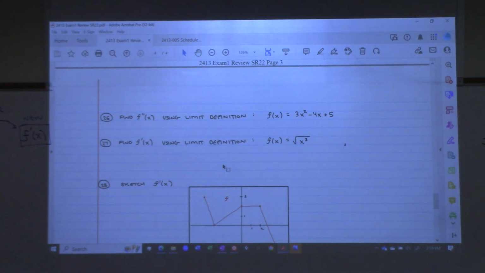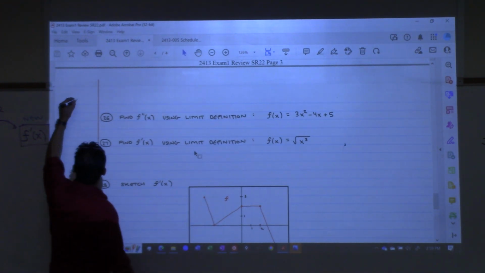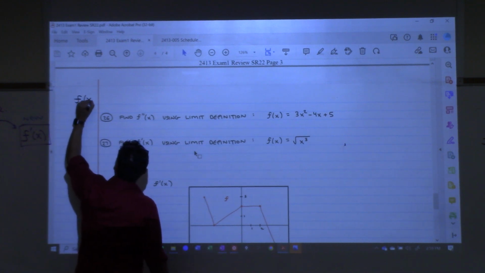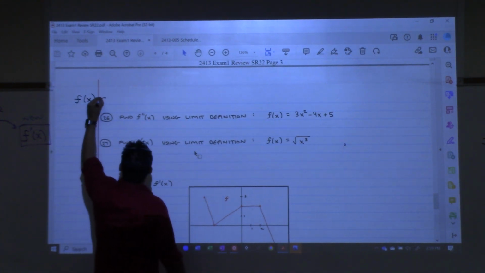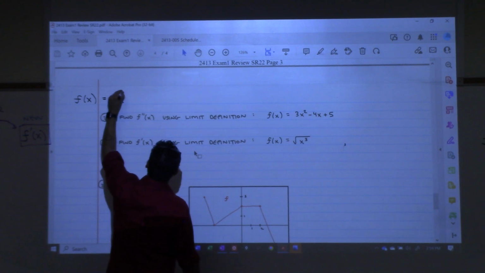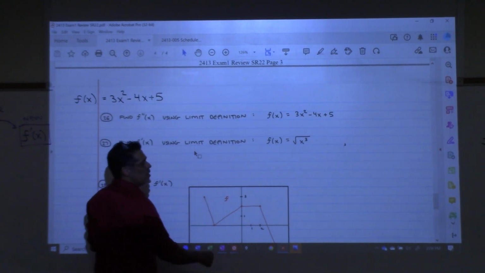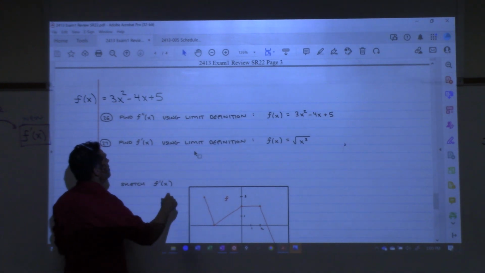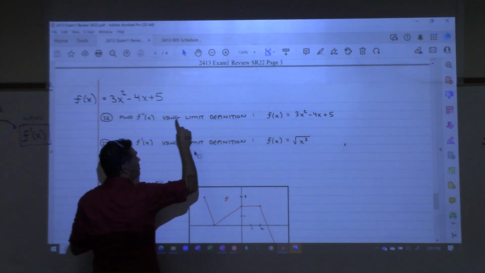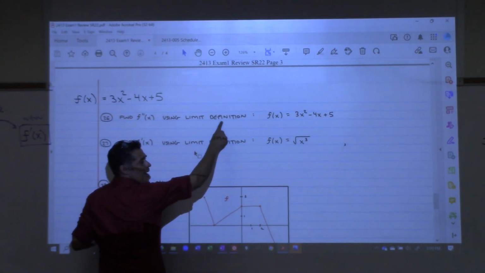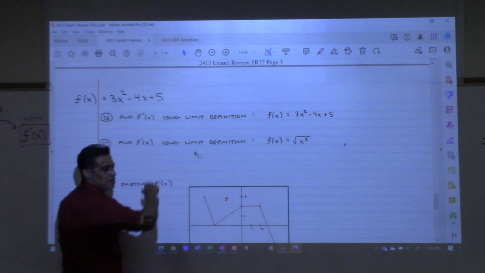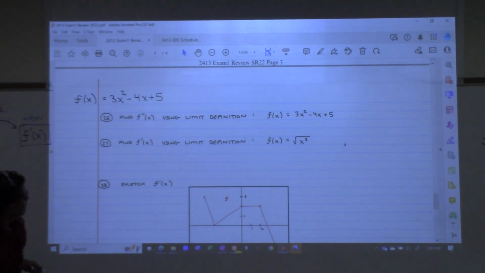We have not done one of these yet, so let's do this. Should I do that one or do a different one? That one. You want that one? Okay, so let me put the function here. F of x equals 3x squared minus 4x plus 5. And I know that some of you have seen calculus before, I'm saying here using the limit definition. So I have to use the limit definition to find the first and second derivative.